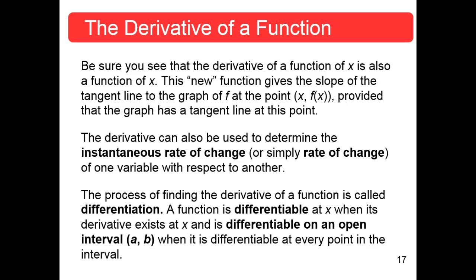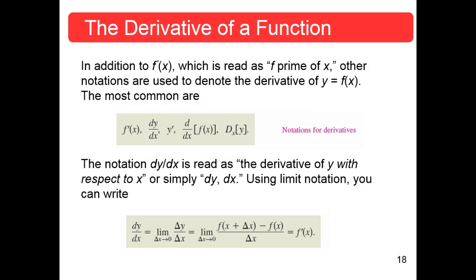So, in addition to the prime notation, f prime of x, which is read f prime of x, other notations are used, and this may be a little confusing, hopefully not too bad, for y is equal to f of x. The most common are these. Of course, f prime, that means first derivative of f at x. The other, which we often call the Leibniz notation, is dy over dx.